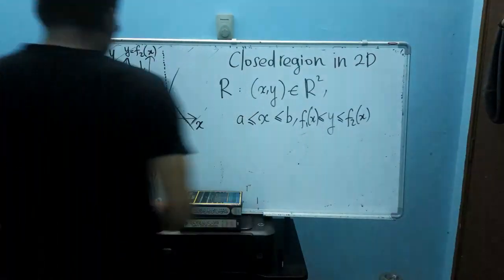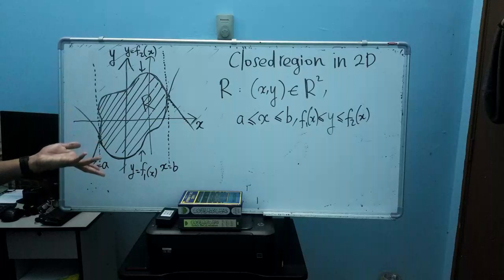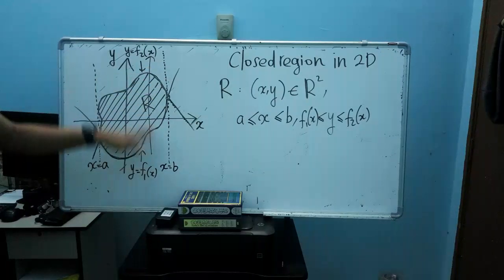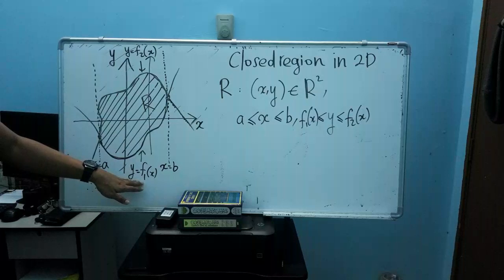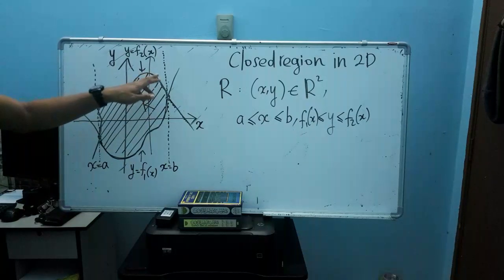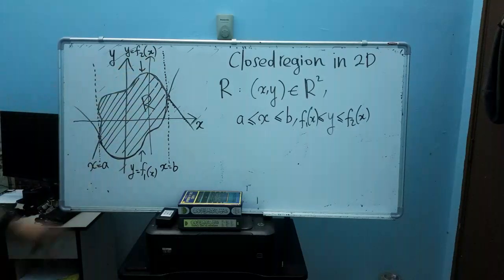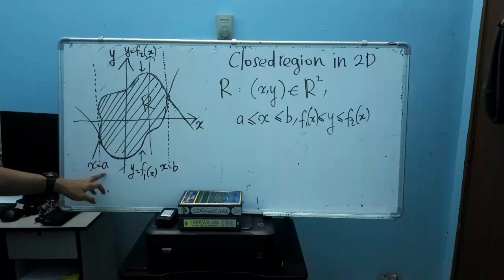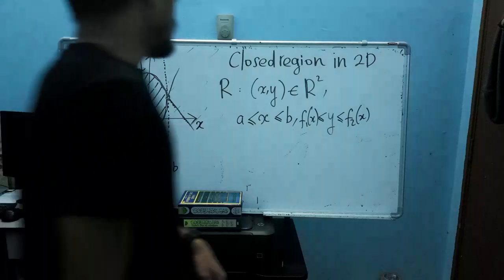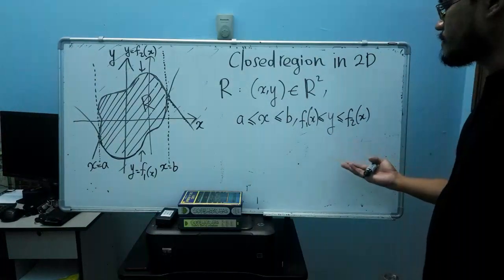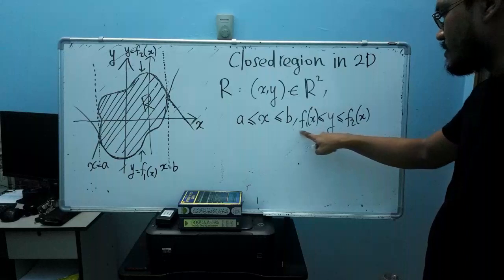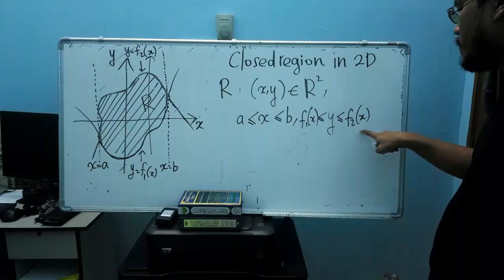So how do we find the condition of y? By looking at the two curves, the below curve and the upper curve, where these two curves intersect at the points x equals a and x equals b. When you find these two curves, my y should be in between the smallest value and the greater value.